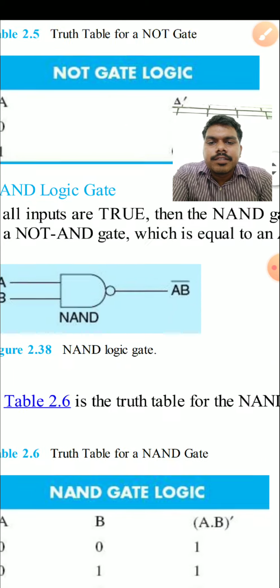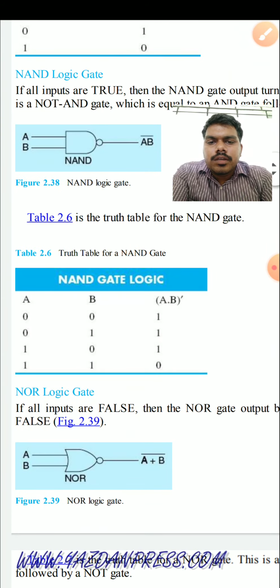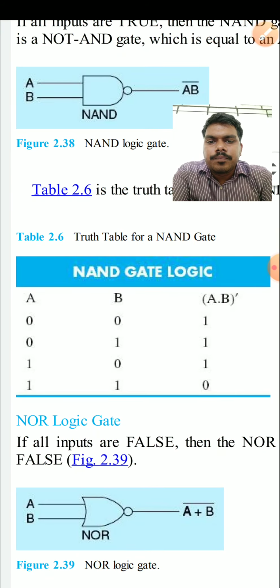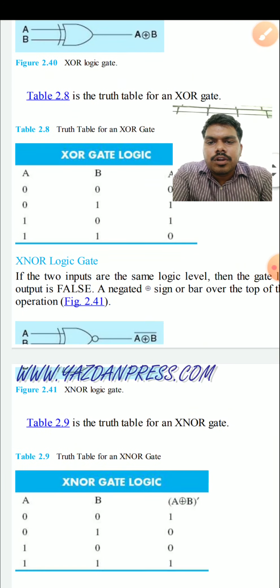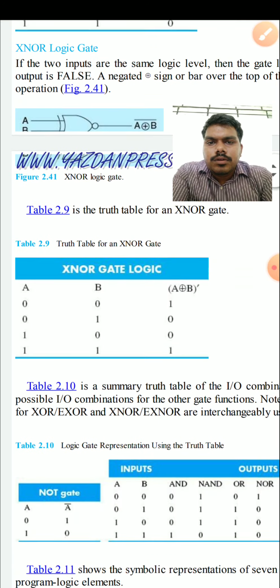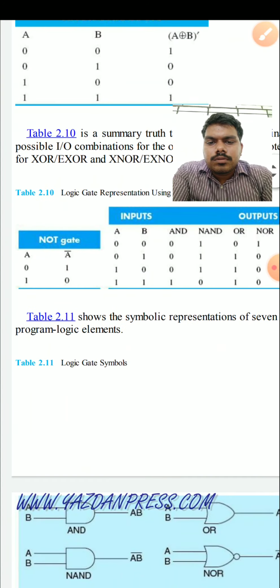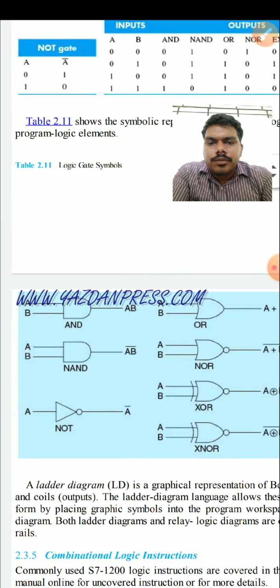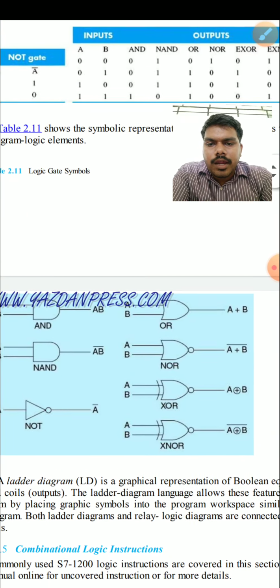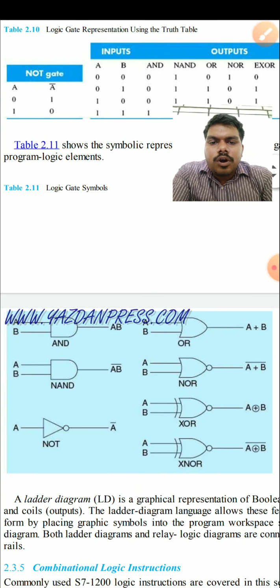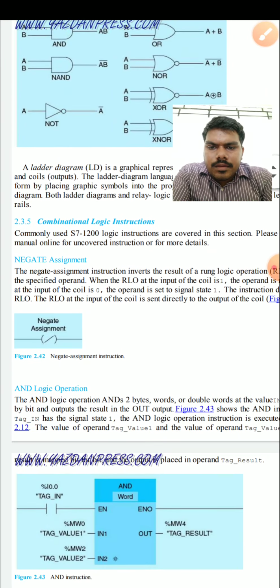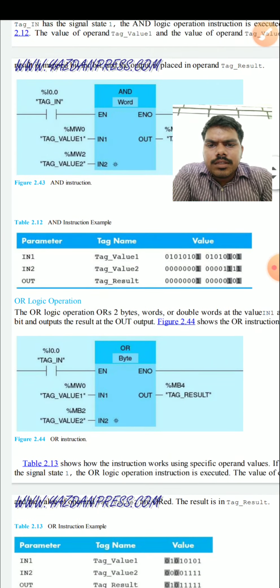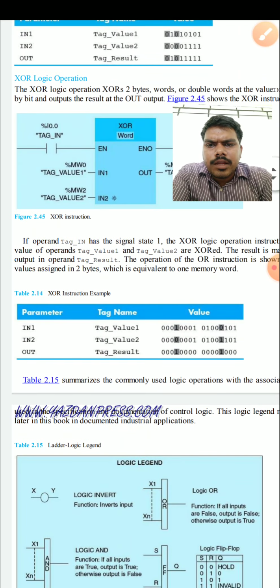NAND gate is there, and that shows the truth table. You know all these logic gates. XOR gate, XNOR gate. All the representations are shown here: AND gate, NAND gate, NOR gate, OR gate, XOR gate, XNOR gate. So these are the instructions which are commonly used in ladder logic diagrams.